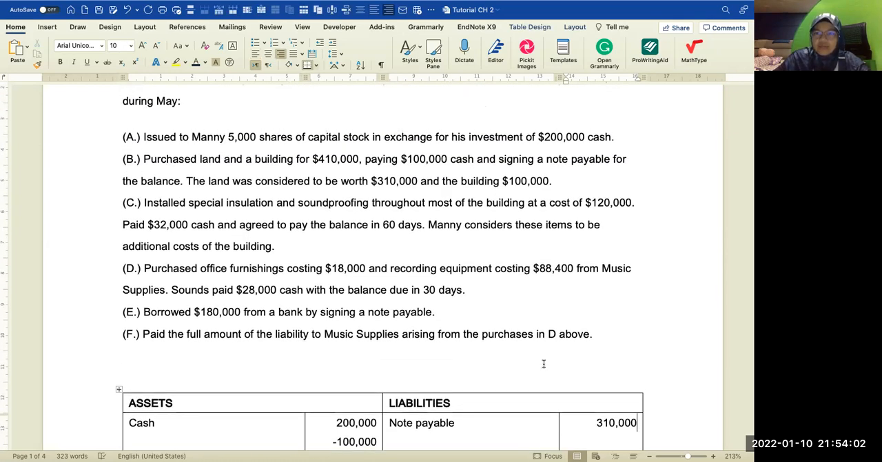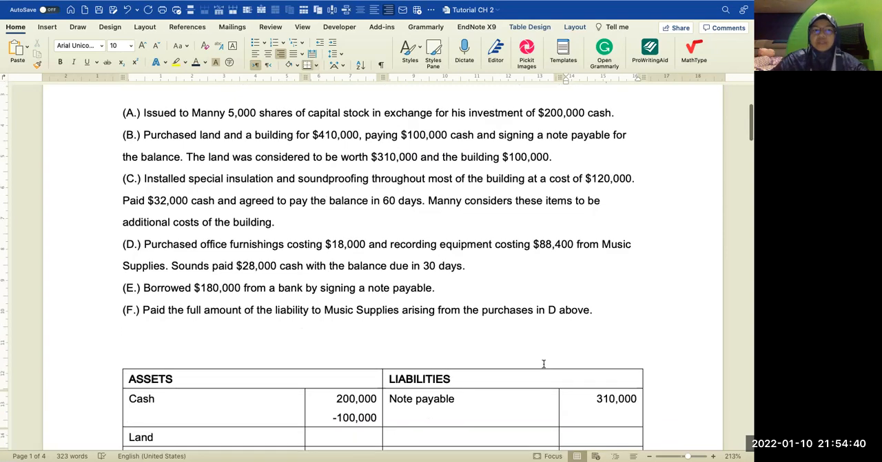So now, noted that you rush into... you have to read carefully because the information is very important. All right, you have to read it clearly. Then don't rush into decision. So read the line clearly, right? So you say purchase land and building, pay 100,000 cash, balance in note payable, land 310,000, building 100,000, right? So you get the information correctly.